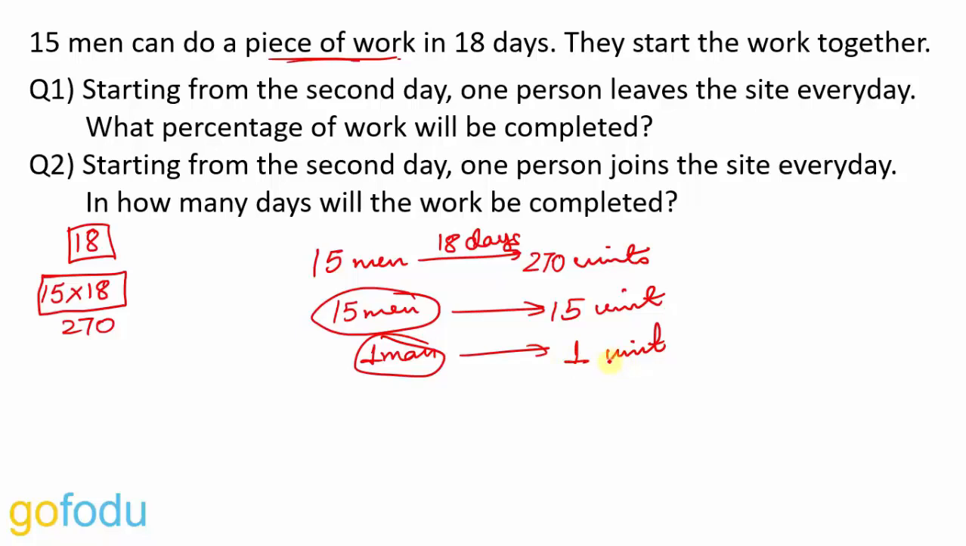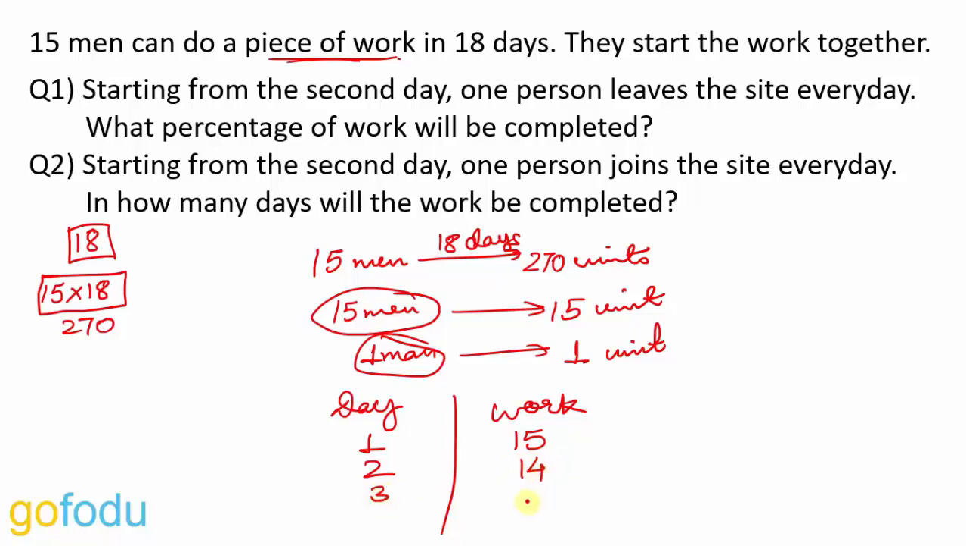Now starting from the second day, one person leaves the site every day. So let's draw a table of day versus work done. So on the first day, there were 15 men working and each one was doing 1 unit of work. So there was 15 units of work being done on the first day. And on second day, 1 man left. So we are left with 14 men who will be doing 14 units of work.